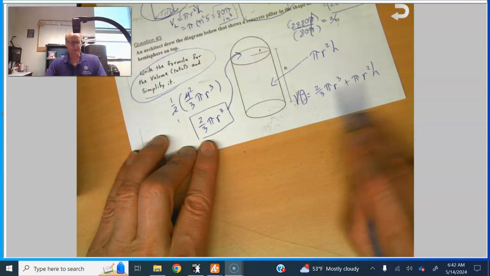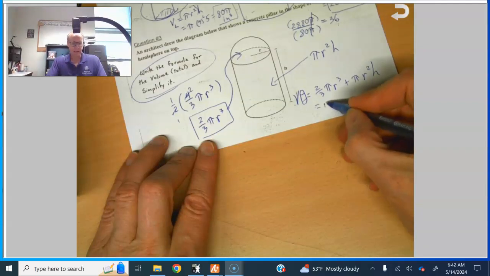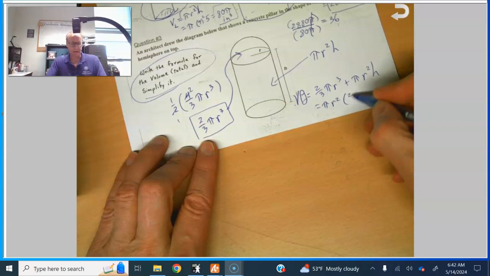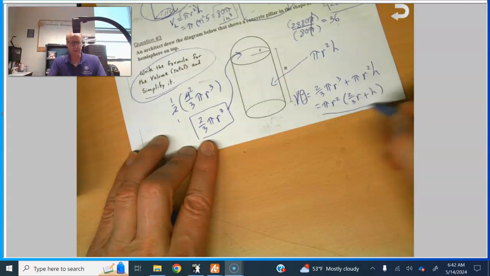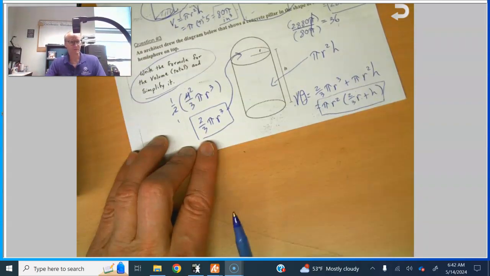Another way to write this is to take out the pi r squared, because both of these have a pi r squared in them. So I could say pi r squared, and this is going to leave me with 2/3 r, and then this part is just going to have the h. So this is another way of writing the exact same thing. All I did was factor out the common factors.